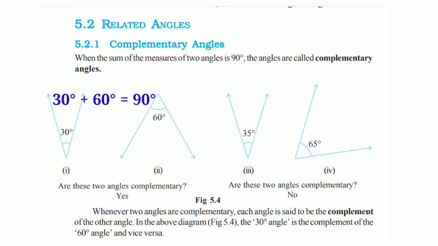See the first and second figures. See here, 30 plus 60, you will get 90. That's why the first pair are complementary angles. In the second pair, you are getting 35 plus 65, so here you will get 100. So that's why these two are not complementary angles.